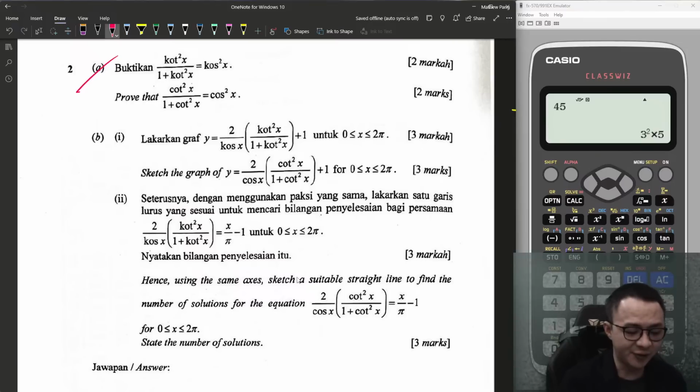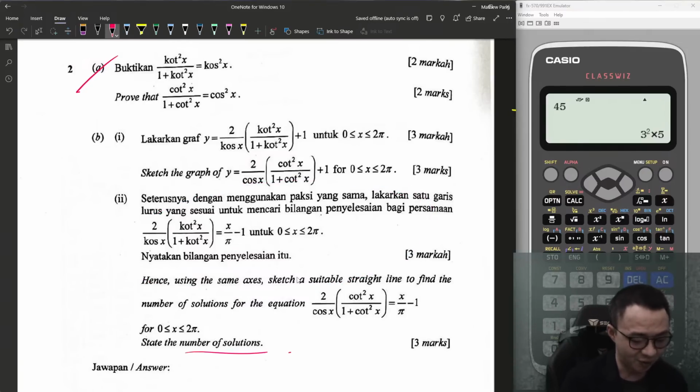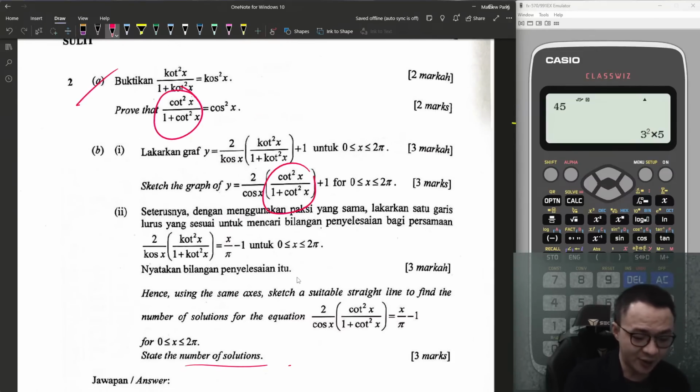Then sketch the graph. So we want to sketch this graph and then we need to draw a straight line, if not mistaken, to find the number of solutions, isn't it? Yeah, as usual. So you realize this one and this one are exactly the same, right?